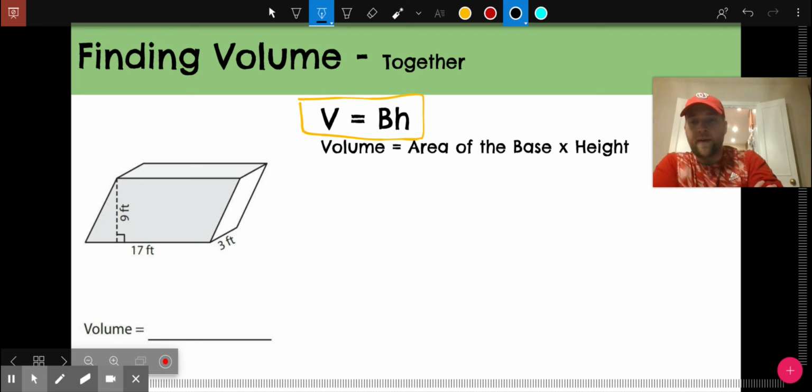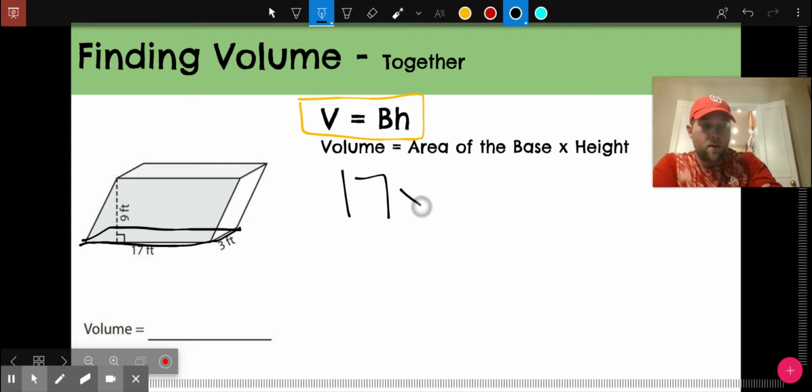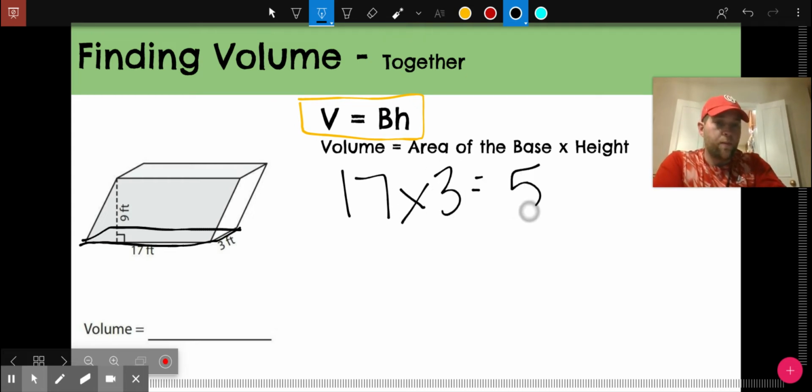First thing we need to do is find the area of the base, and I'm going to call the base right here. It's this bottom face that we can't see. So remember, area is length times width. So I'm going to do 17 times 3, and 17 times 3 is 51.